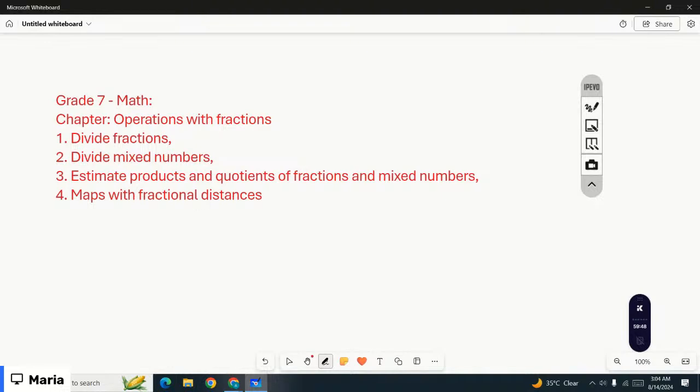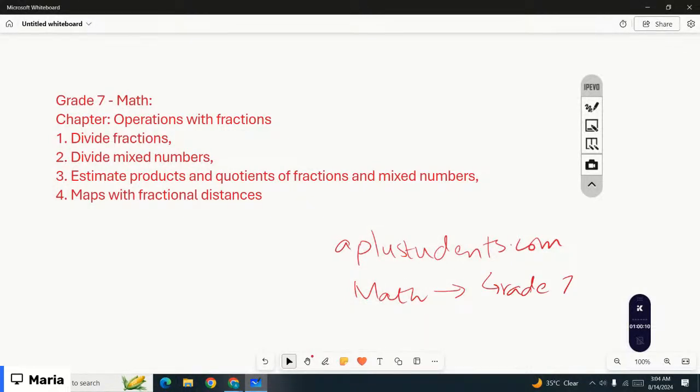You can find all the lessons on aplusstudents.com using your subject tab. Scroll down to grade 7 and then click on view all lessons. There you can find a list of the chapters. We're going to start with the chapter operations with fractions. The lessons we're going to cover today are divide fractions, divide mixed numbers, estimate products and quotients of fractions and mixed numbers, and maps with fractional distances.